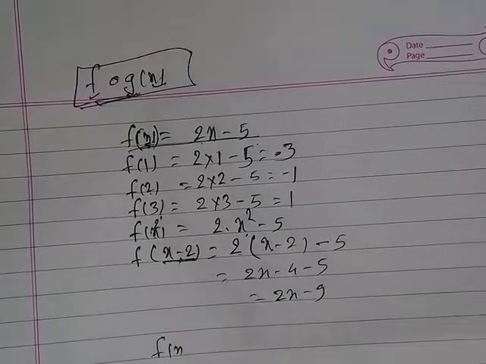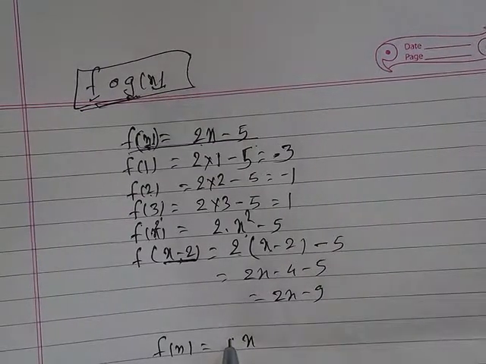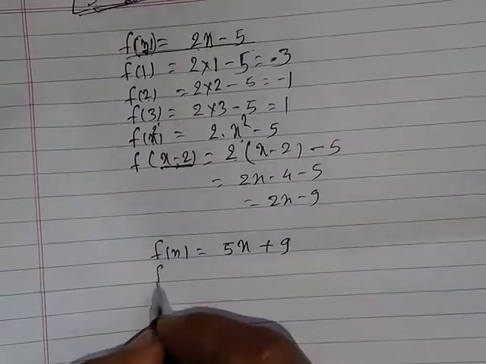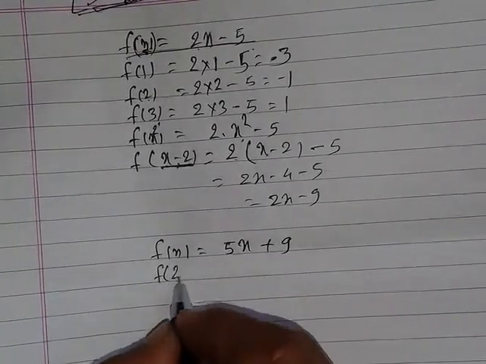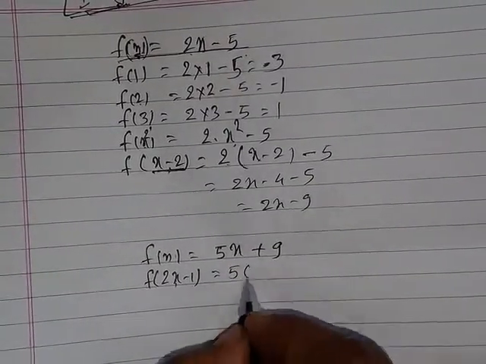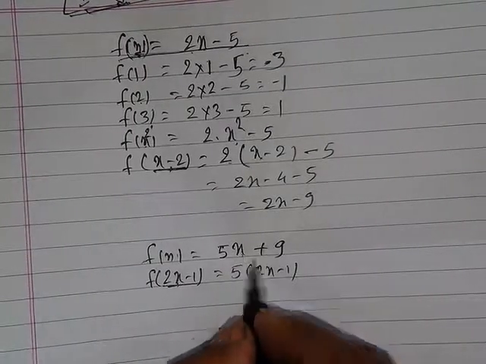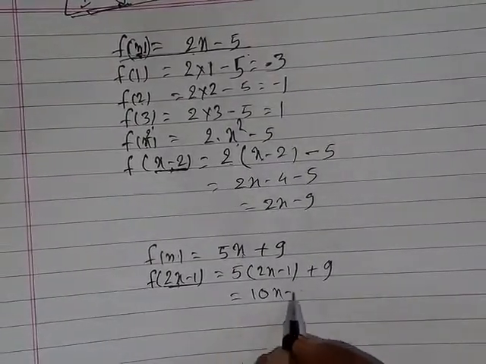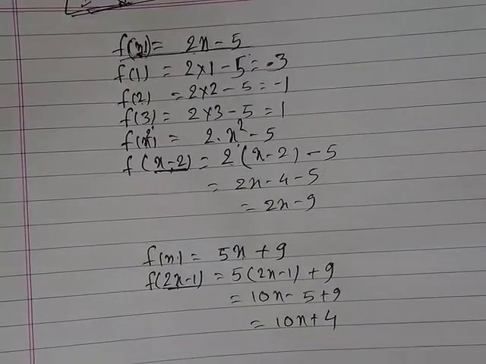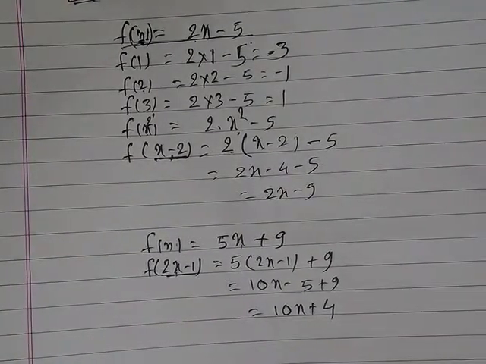Similarly, if f x equals 5x plus 9. Now I think you can tell, if we replace x by 2x minus 1, inside the bracket the value of x is 2x minus 1. So we are going to replace this x by 2x minus 1: 5 times 2x minus 1, plus 9, equals 10x minus 5 plus 9, equals 10x plus 9 minus 5, which is 10x plus 4. If you have learned this, now you will have no problem learning how to find a composite function.